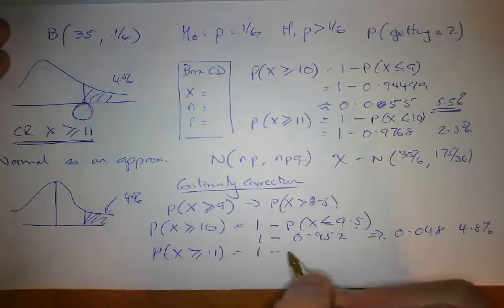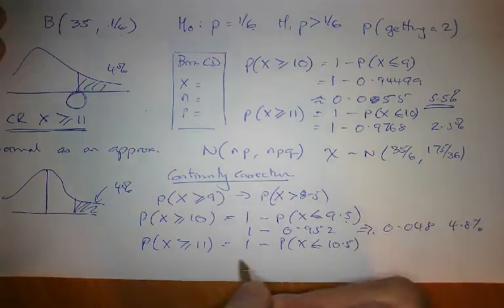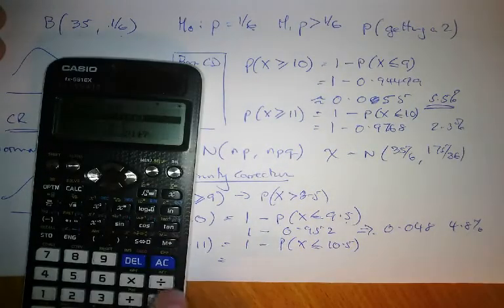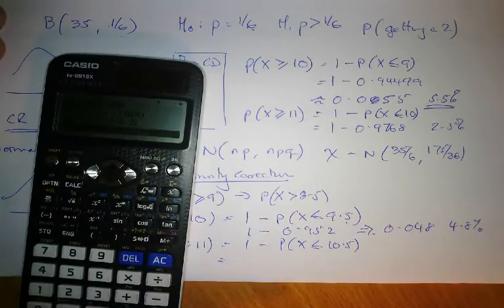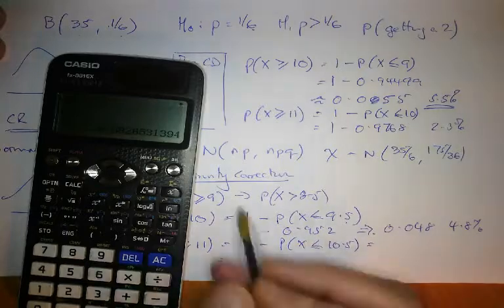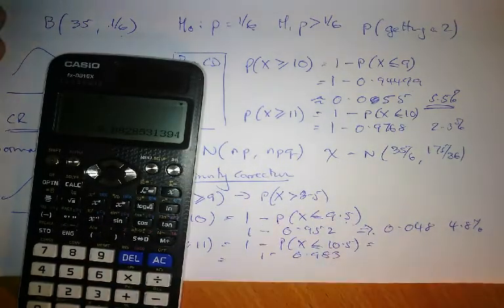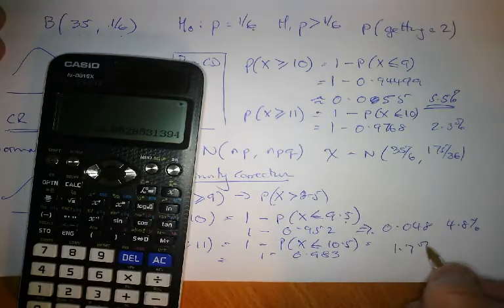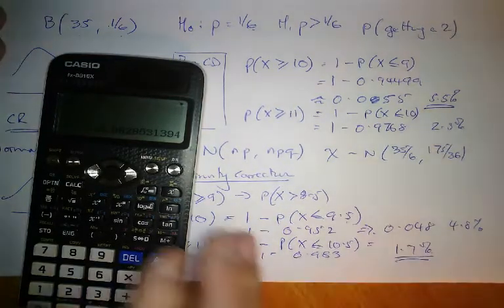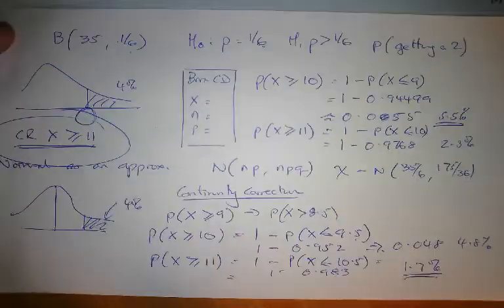And trust me on this, if I did it as x is greater than or equal to 11, that would be 1 minus the probability that x is less than or equal to 10.5. And literally what I can do is go down to 10.5, press equals, everything else is standard there, and I do 1 minus that, so that equals 0.983. So if I did that, I come out with a value of about 1.7%. And that is less than the 4%. So again, this is the critical value there.